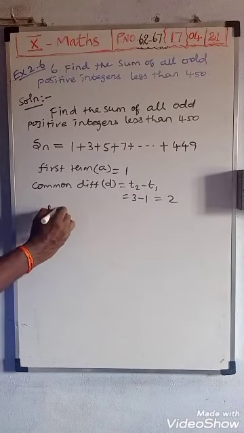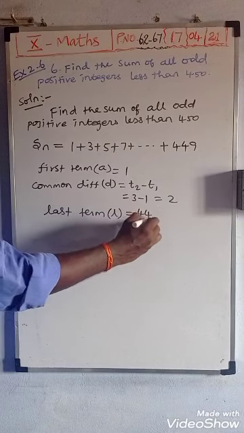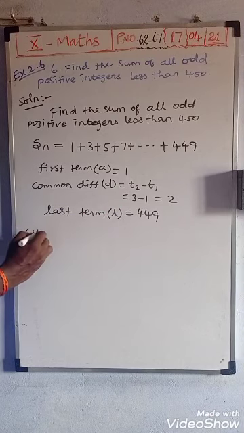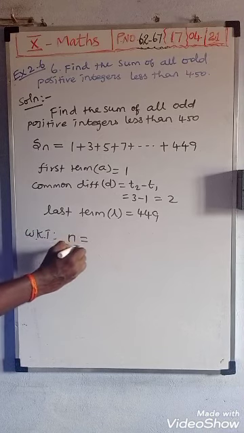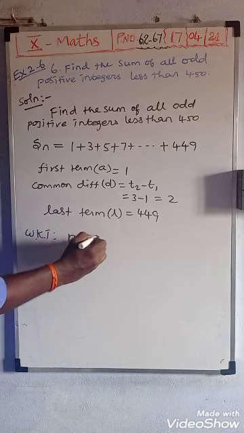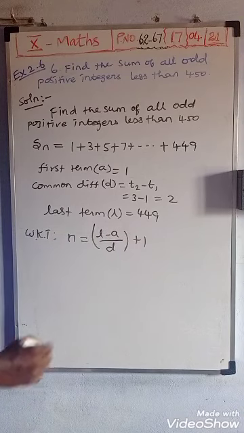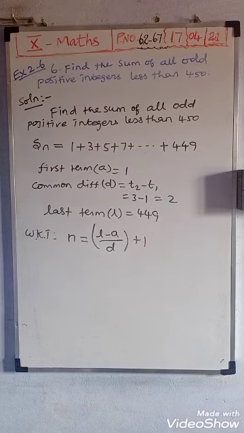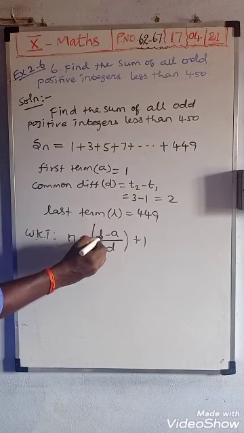Here the last term L is equal to 449. Now we want to first find n. n is equal to (L minus a) divided by d, plus 1. We know the formula because in this series we first want to know how many terms are there. For that, use this formula and we will receive the answer.